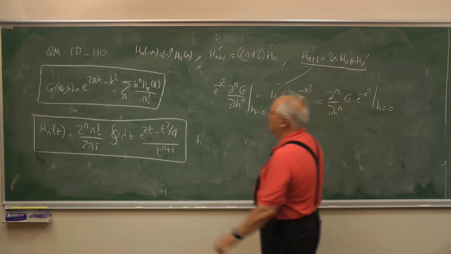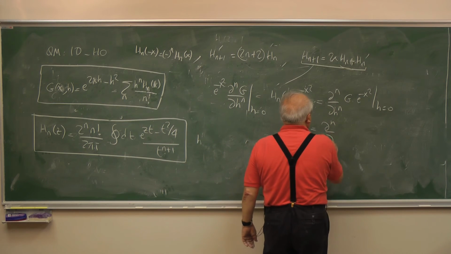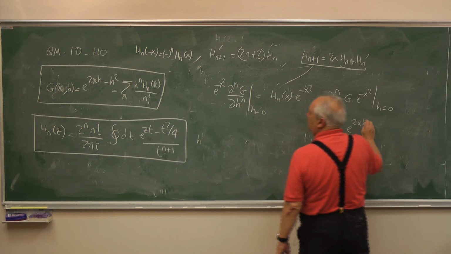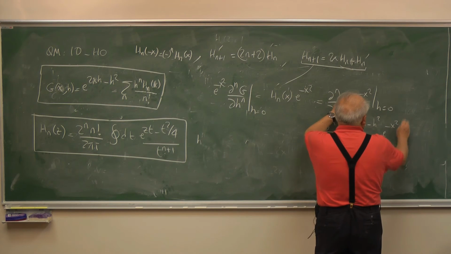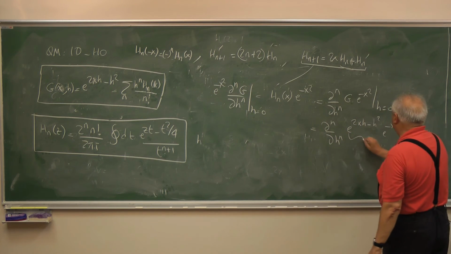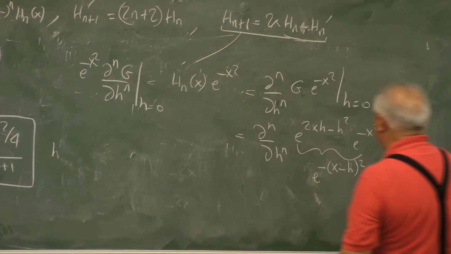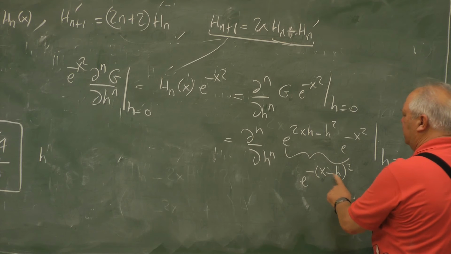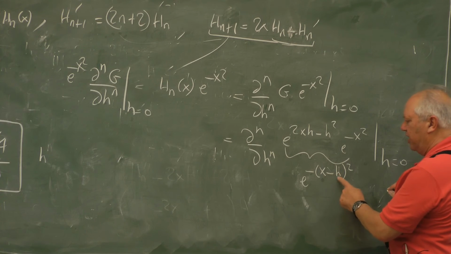And now let us write the compact form of the generating function, del^n over del h^n. This is e to the 2xh minus h squared. And now we multiply by e to the minus x squared. Then we put h equals 0. But what is this? This is e to the minus x minus h squared: minus x squared, minus h squared, plus 2xh, minus x squared plus 2xh. Now this is a function of x minus h.